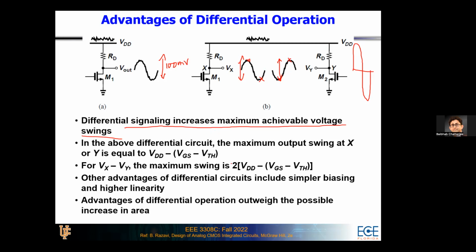Okay, so that's what we are mentioning over here, that for the above differential circuit, the maximum output swing at X or Y at any of these points will be equal to how much? The maximum swing at this point. And why are we saying that the maximum can only be VDD minus VGS minus VTH? That's because, what is VGS minus VTH?